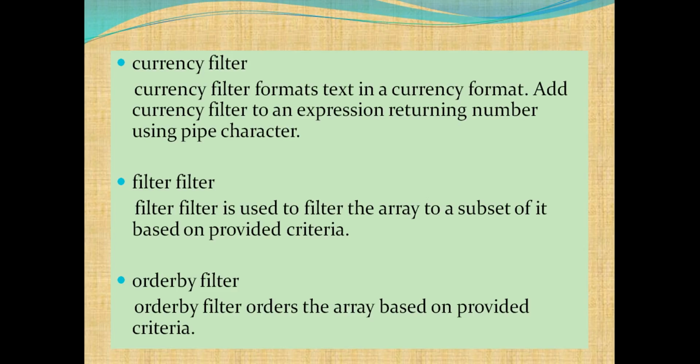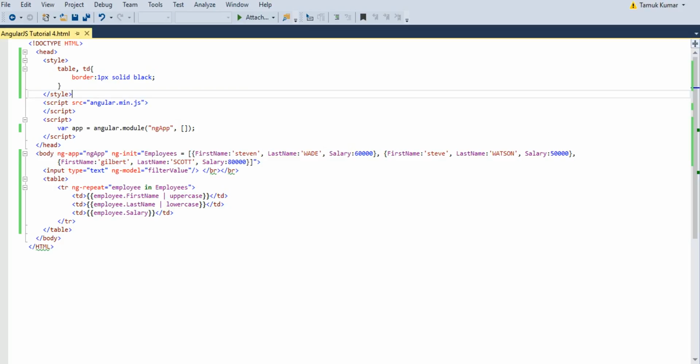Now the next filter is the currency filter. The currency filter formats text in a currency format. Add the currency filter to an expression returning a number using the pipe character. Let's see how the currency filter works. So here, as you can see, the salary properties of the objects hold values that are mere numbers and do not correctly represent salary. So to format these numbers, I'll be using the currency filter. By using the currency filter, these numbers will be formatted and then displayed as a currency.